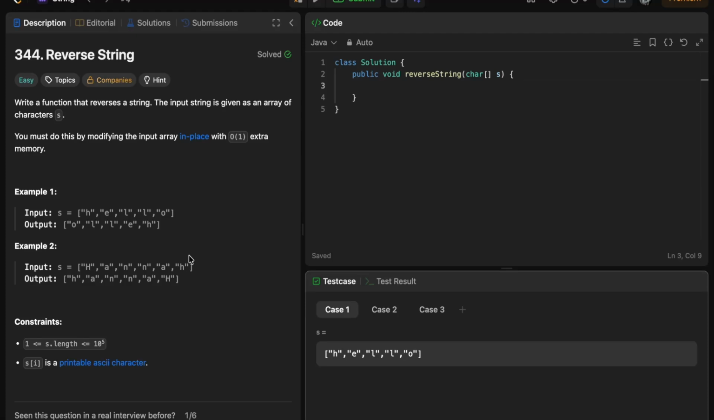Hello everyone. So today we are going to do another LeetCode problem, and today the problem statement is reverse string. It's a very classic LeetCode problem, and it is the base problem for a lot of medium and hard level problems that are asked in a lot of interviews. So we are going to implement our three-step method here to solve it.